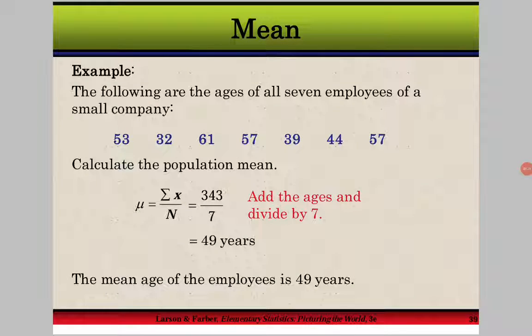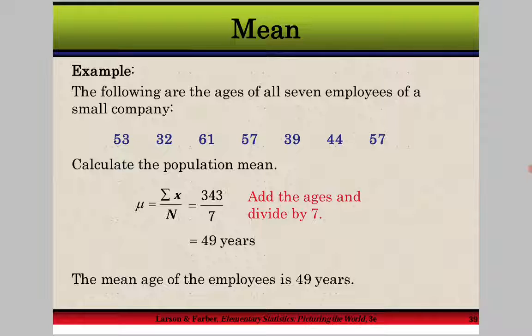So what is mean? Mean means the sum of the total data elements divided by the number of data elements. So this is the example. The following are the ages of all 7 employees of a small company. Calculate the population mean. Mu is equal to the mean, which is equal to sigma x by capital N.